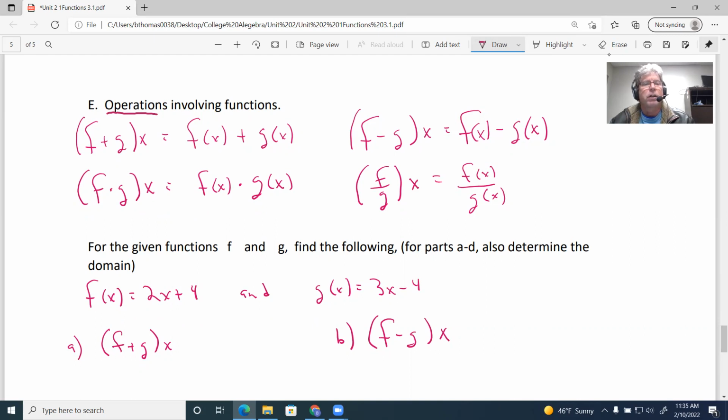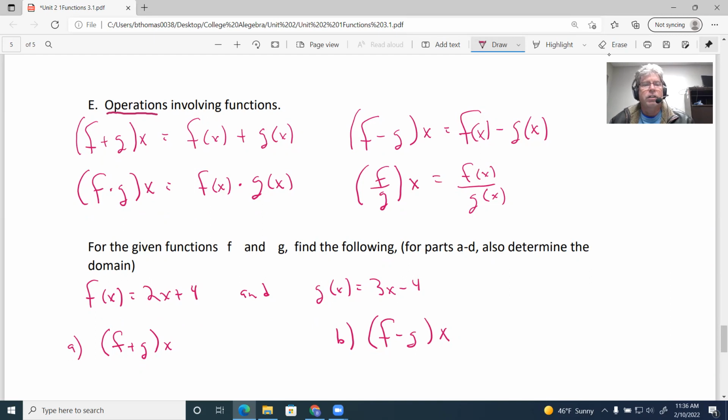this notation, f plus g. What that means is we're going to have more than one function here. One function is going to be called f, and one function is going to be called g. F plus g means basically just add the 2 functions together. If you have f minus g of x, what that basically means is subtract the 2 functions. So f goes first, g goes second in the subtraction.